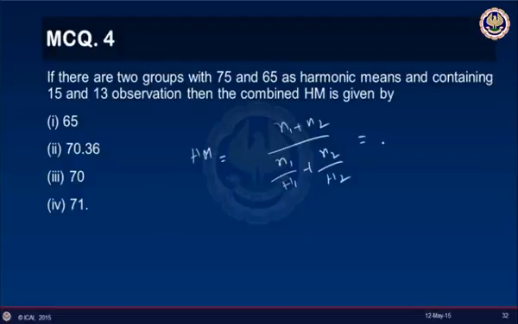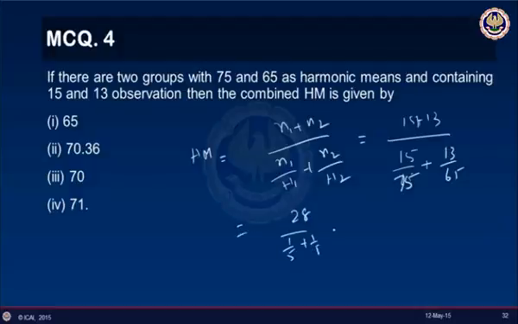In that case, we simply apply it: 15 plus 13 divided by 15 by 75 plus 13 by 65. So this is 28 by 1 by 5 plus 1 by 5, which is 28 into 5 by 2, that is 70, the correct answer. So option 3 is correct.